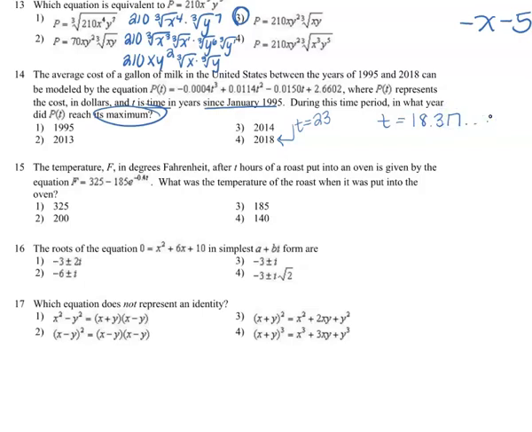Now remember, this was years since 1995. So if I add 1995 to that number, that would give me like 2013.317. Now, look at your options. A lot of people are going to want to pick 2014, but it's in what year? So this is still in the year 2013, because 2013.0 would technically be like January 1st. So this is sometime in the first half of the year. So therefore, the correct option is 2.